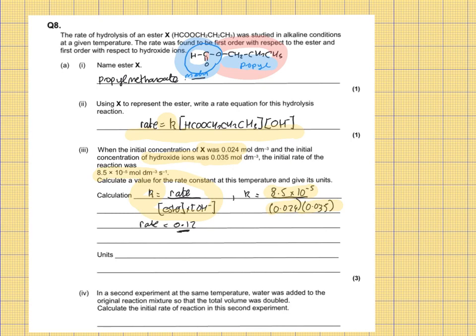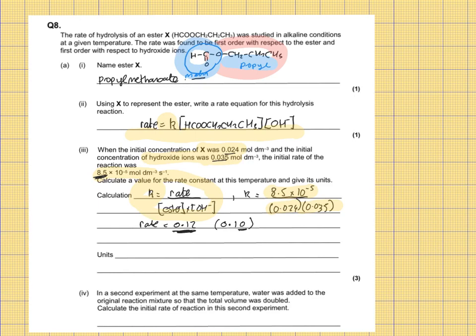The maximum number of significant figures allowed here, if we look, you can see here we have 3 sig figs, here we have 3 sig figs, but here we only have 2 sig figs. So you could get away with saying the rate constant is 0.12 or 0.10, because the number of significant figures is only 2.